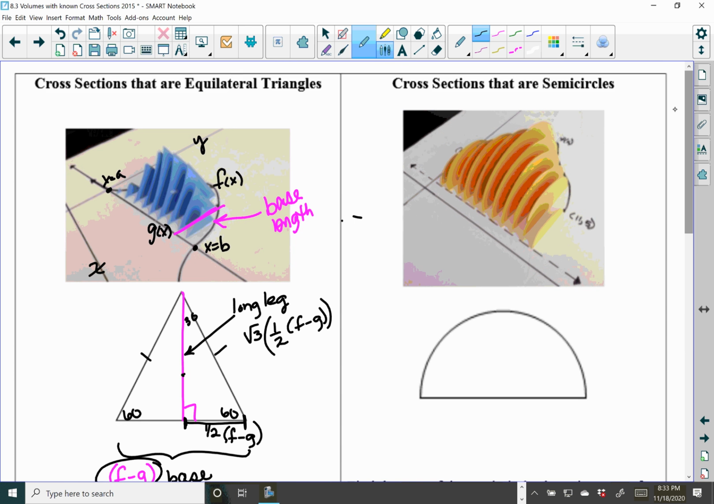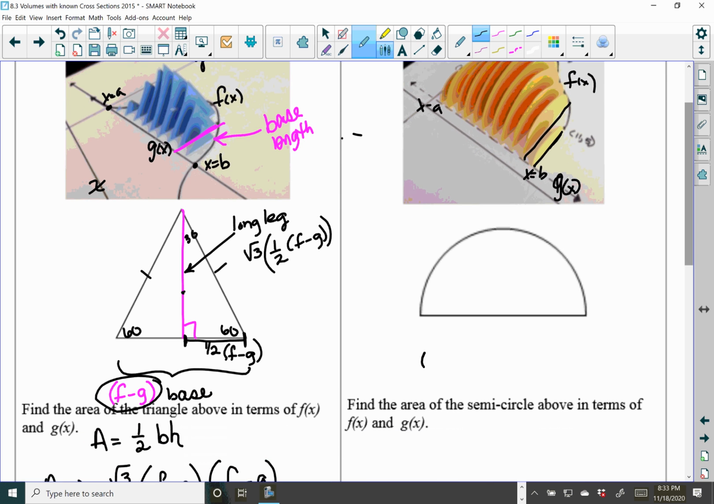All right, on to a semicircle. Semicircles, once again, this is going to be my, oops, that's not going to be my f. This is going to be my g of x function, my f of x function, my, looks like it intersects at x equals b here, starts at x equals a, and so on. Now, how far across is the semicircle? Well, it's top minus bottom, so the entire distance is f of x minus g of x.